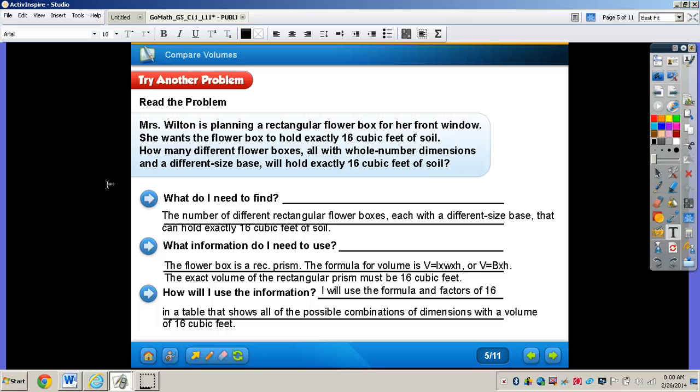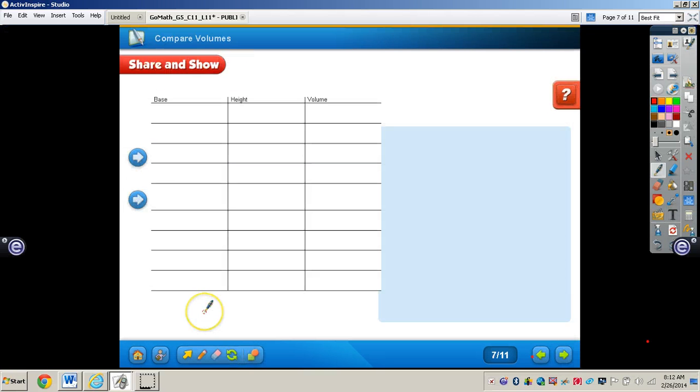Now, how will I use the information? We will use the formula and factors of 16 in a table that shows all the possible combinations of dimensions with a volume of 16 cubic feet. So those are the steps that we are going to be thinking through as we solve this problem. Okay, now I have my table set up to solve this problem.